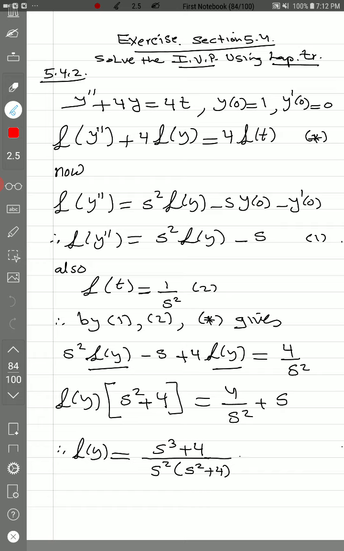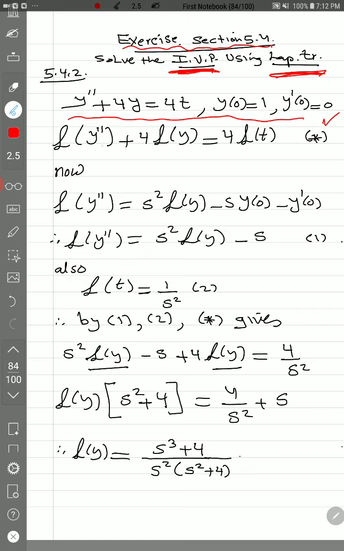This exercise is 5.4, which is about solving an initial value problem using Laplace transform. Usually it will say: solve this differential initial value problem using Laplace transform. So this is the initial value problem here. It's a second order differential equation, and you have y of naught and y prime of naught. So take L of both sides of the equation.